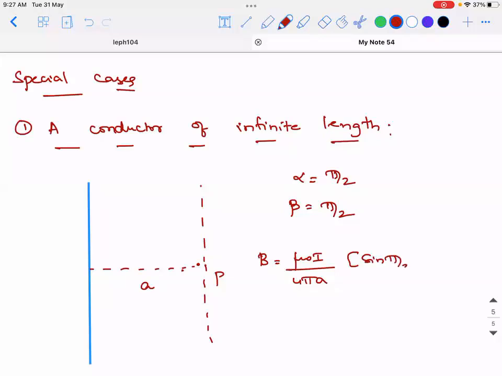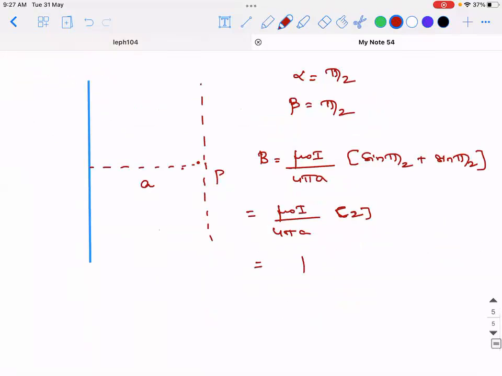So can I write it as sin pi by 2 plus sin pi by 2? If I write it like this, what am I going to get there? Mu naught I divided by 4 pi into A into 2. Accepted? So this will be equal to mu naught I divided by 2 pi into A. So this is the value of magnetic field due to an infinite length conductor. Is that clear, guys? Yes, sir. Good.